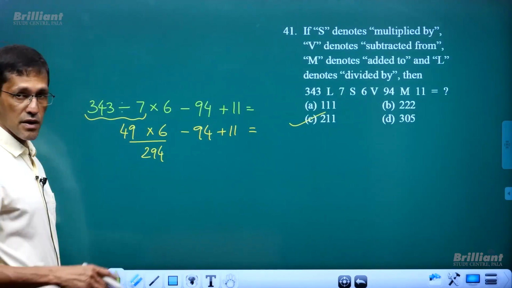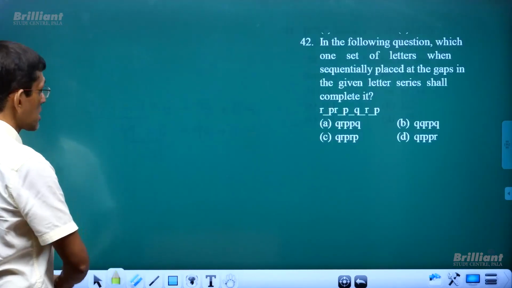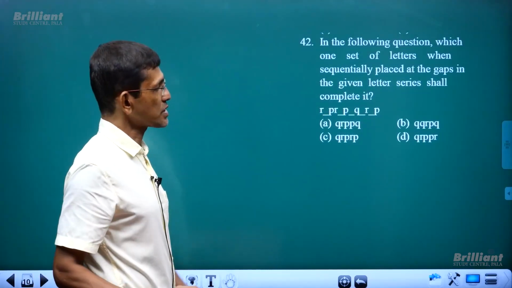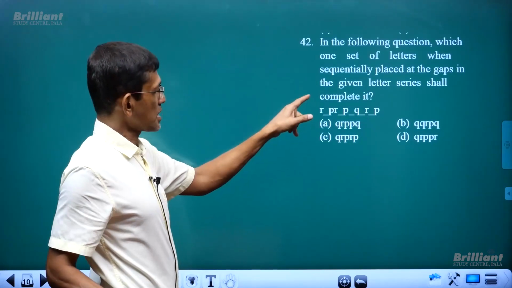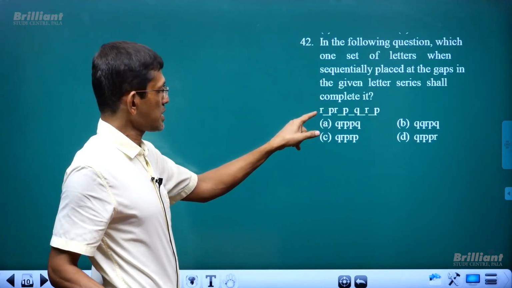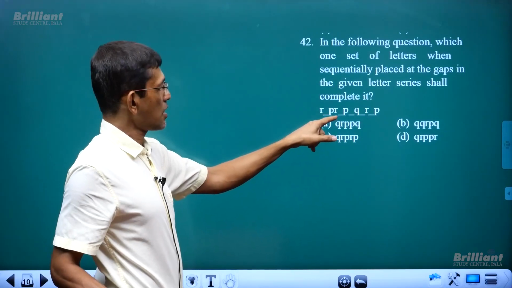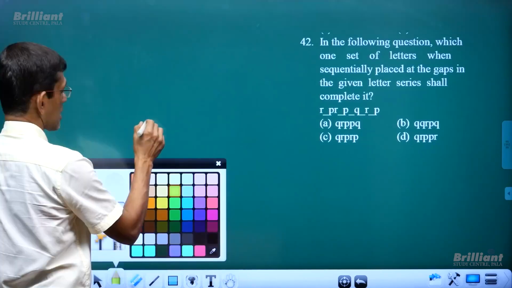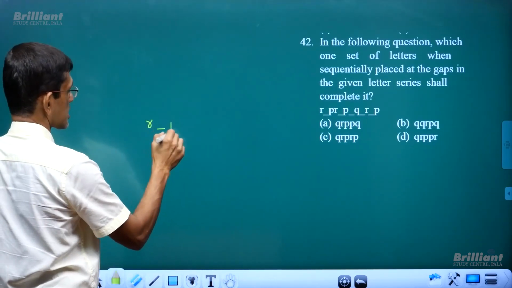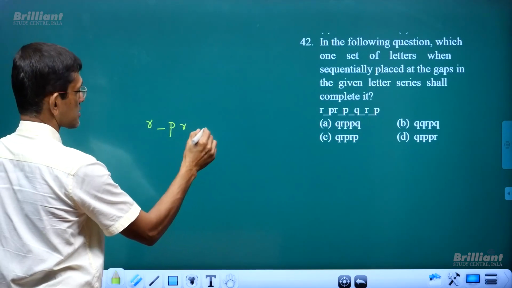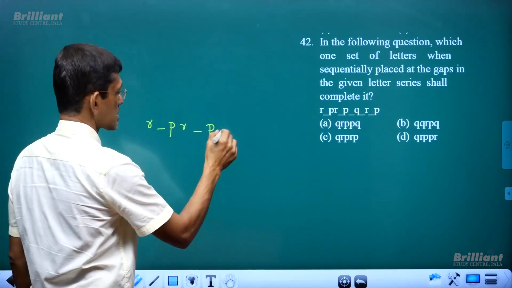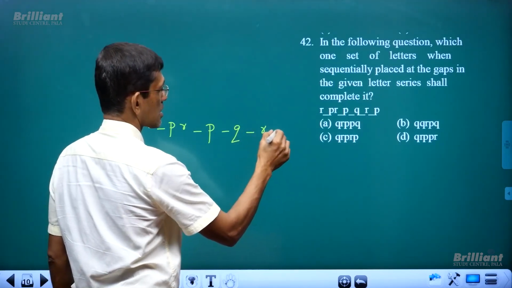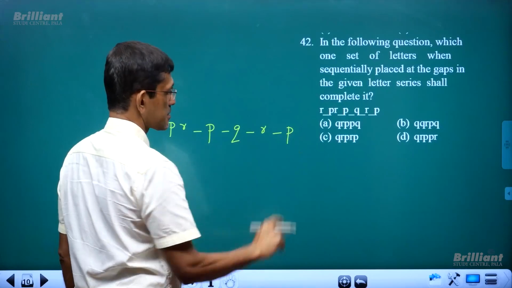Okay, this question, 41, we have done that question. And 42. In the following question, which set of letters, when sequentially placed at the gaps in the given letter series, shall complete it? So P, something missing, then PR, then something missing, P, then something missing, etc. So let's take a look at that.